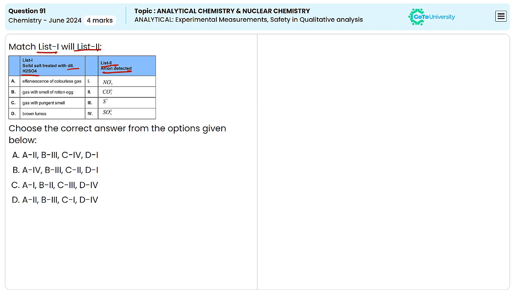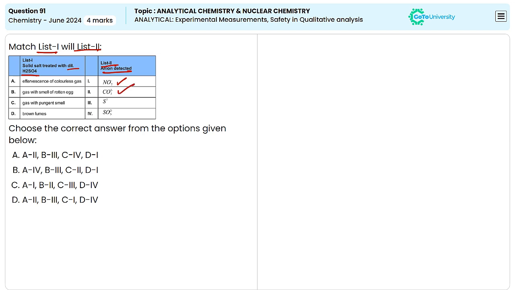This nitrite ion, when treated with dilute sulfuric acid, will produce brown colored fumes. That is the liberation of nitrogen dioxide gas. The second one is carbonate ion. When a salt containing carbonate ions is treated with dilute sulfuric acid, a brisk effervescence with the evolution of carbon dioxide gas will be produced.